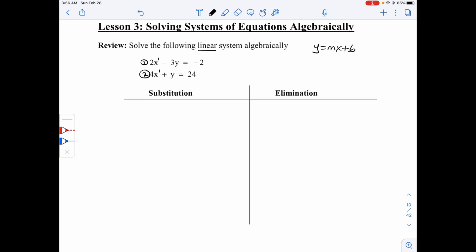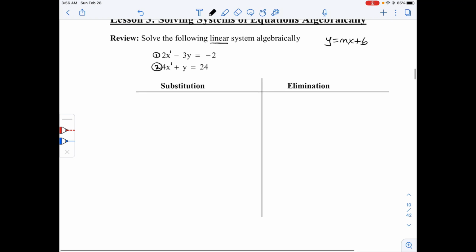So the first thing we want to do when we solve by substitution, we're going to look at two methods, substitution and elimination. So when we look at substitution, what we want to do is we want to find the coefficient of 1. We want to isolate that variable. Okay, so we'll look for the coefficient equals to 1. Okay, and we want to isolate that variable.